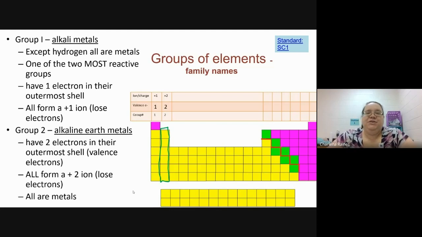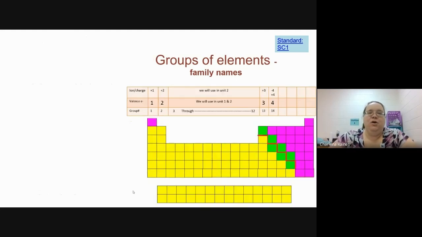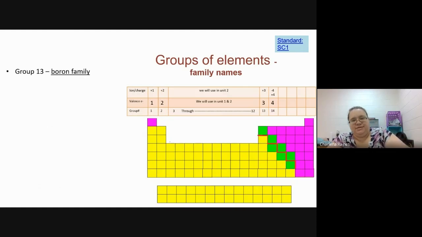All righty, jumping to the middle of the periodic table. That middle part of the periodic table is called our transition metals. My PowerPoint is out of sync, but it will catch back up with me in a second. So these are our transition metals.